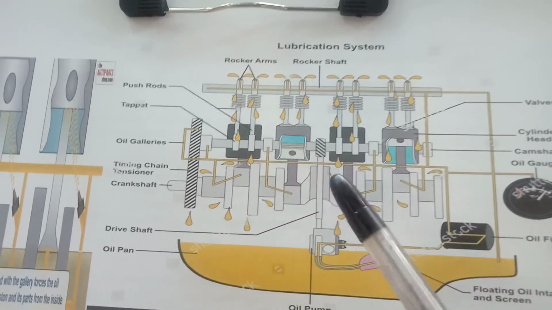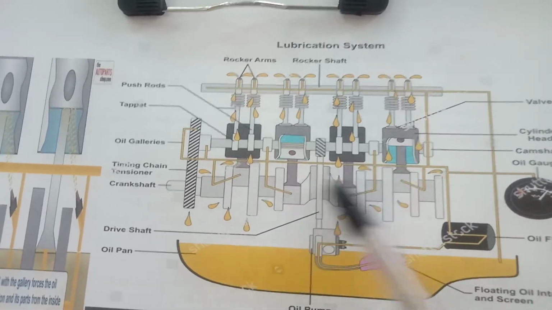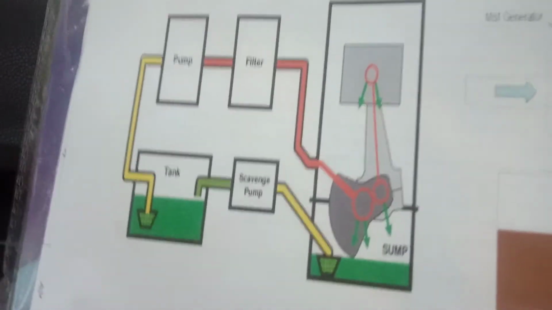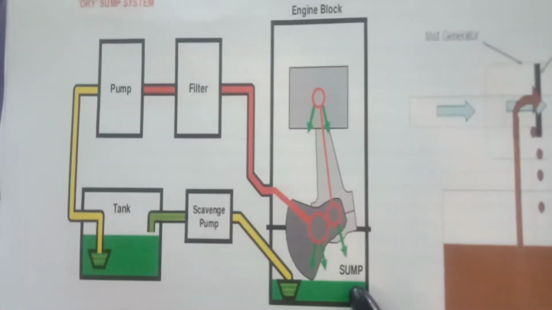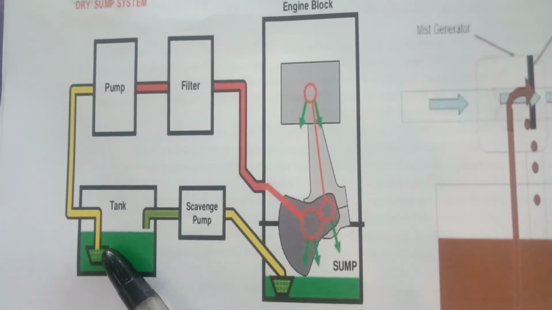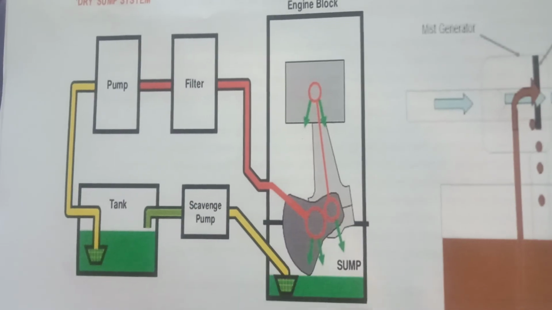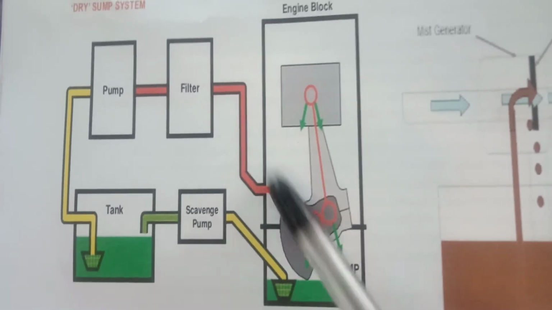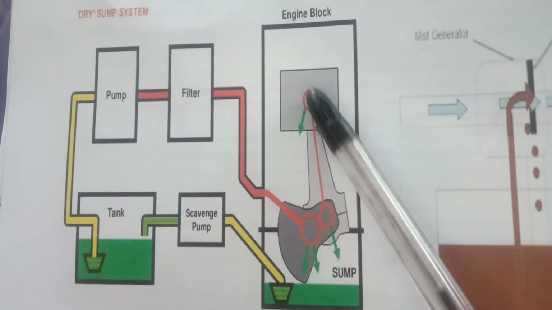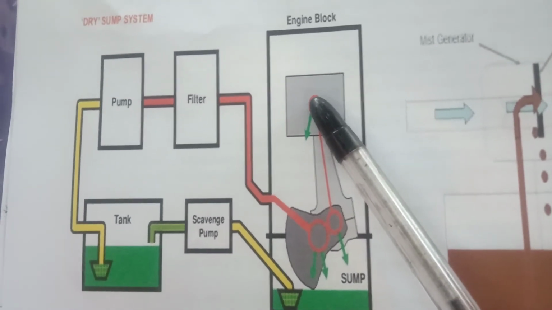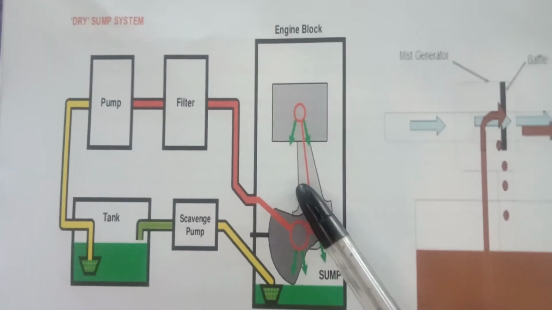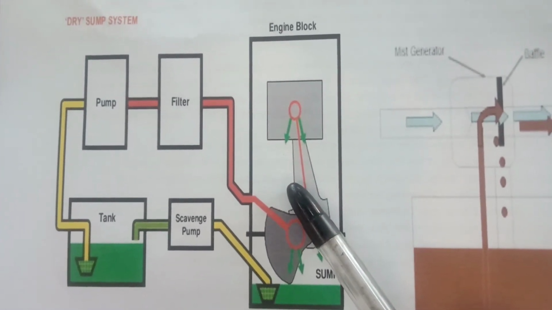So this kind of lubrication system will not work in aeroplanes. For aeroplanes this dry sump lubrication is used, where all the oil is stored in a separate tank and the sump is almost empty, so that even if the engine is tilted, the oil will not flow towards the piston. So this is what we call a dry sump lubrication system.